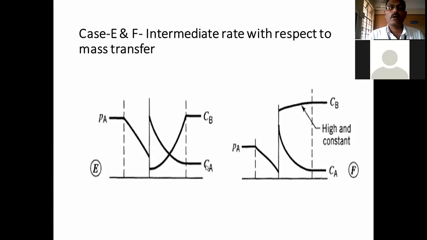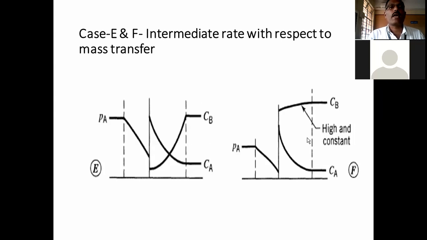In the bulk of the liquid, some reaction will occur. So the reaction occurs in the bulk of the liquid, as well as a small amount in the liquid film, but the major reaction occurs in the bulk of the liquid. This is case E.